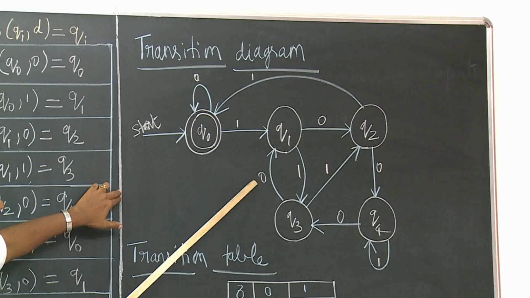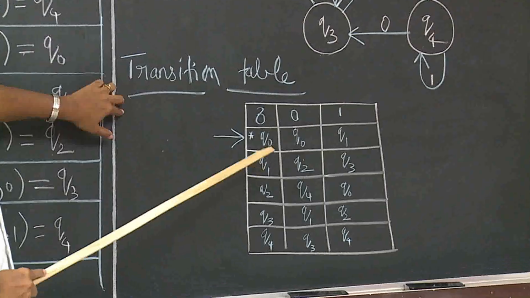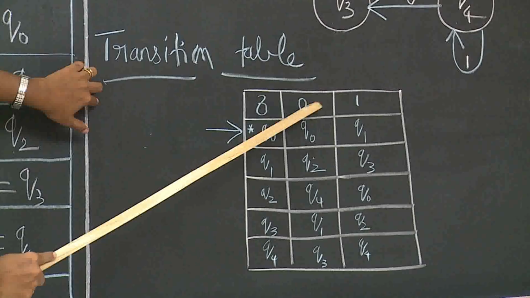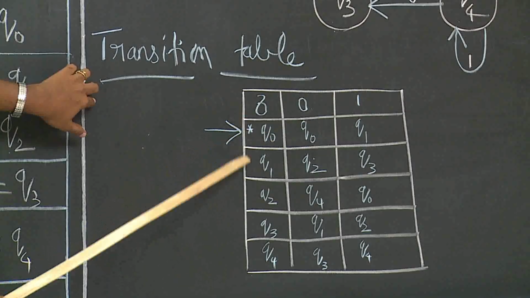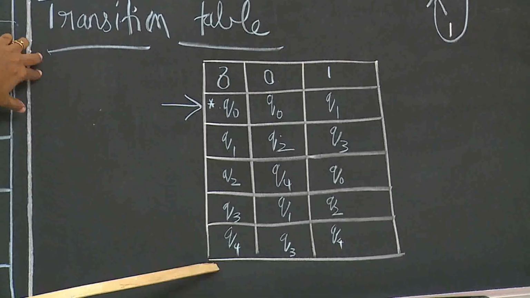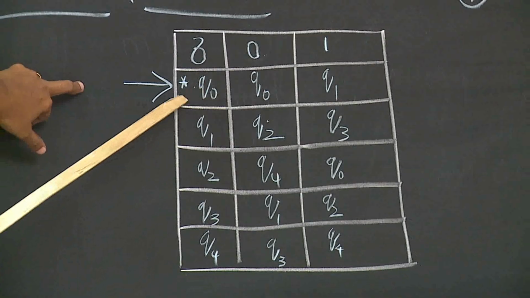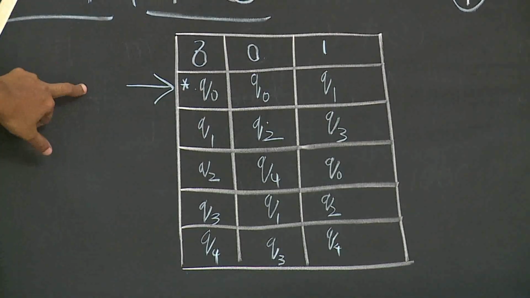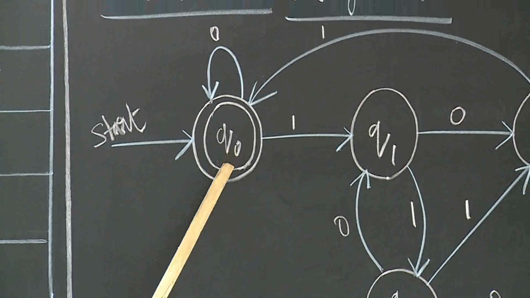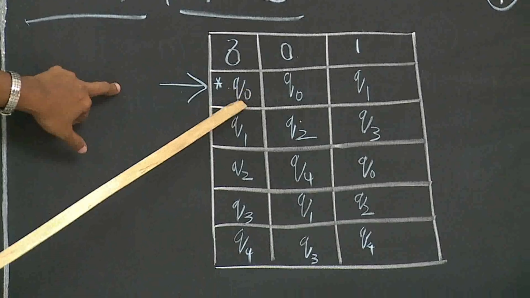After completion of the transition diagram, we can see the transition table. You all know the rows occupy the input symbols 0 and 1, and the columns occupy the states Q0, Q1, Q2, Q3, Q4. See here, the arrow represents the start state, the star represents the final state. In this case, Q0 acts as the start state and final state, so we are representing the arrow and star on Q0.